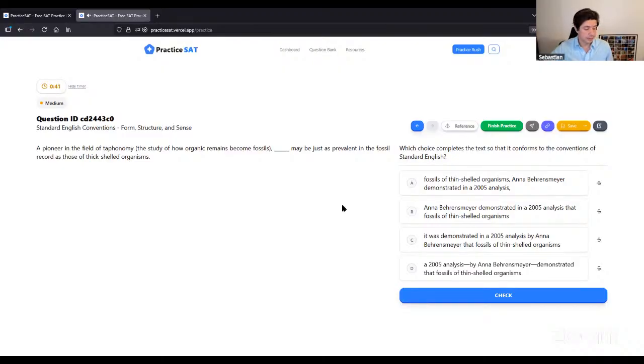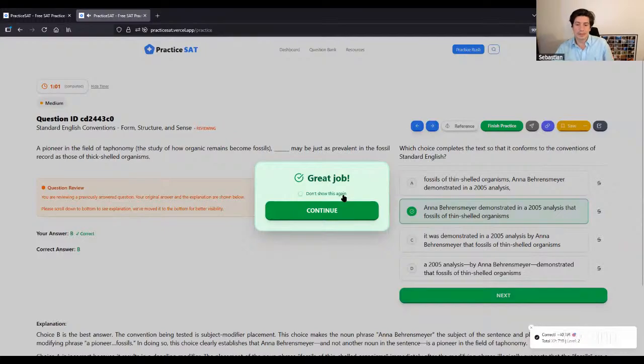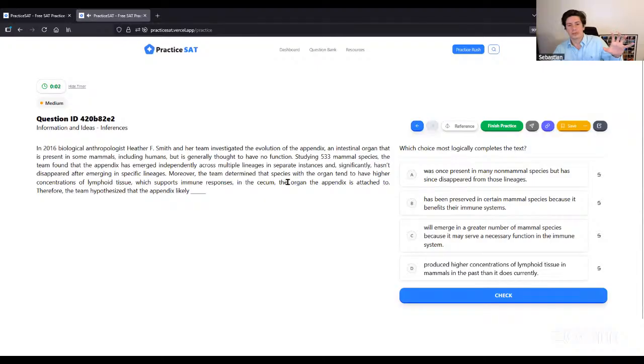Okay, so what's happening here is you have an introductory phrase, a pioneer in the field of taphonomy, and that has to be the first thing that comes up. So who could be the pioneer? A fossil can't be the pioneer. Anna Behrensmeyer could be, so it should be B, but let's check the other one, C. It was demonstrated, no, a 2005 analysis. So it has to be B, Anna Behrensmeyer. This is a big type of question that students miss. It's all about understanding what the introductory phrase is related to and making sure that comes immediately after the comma.